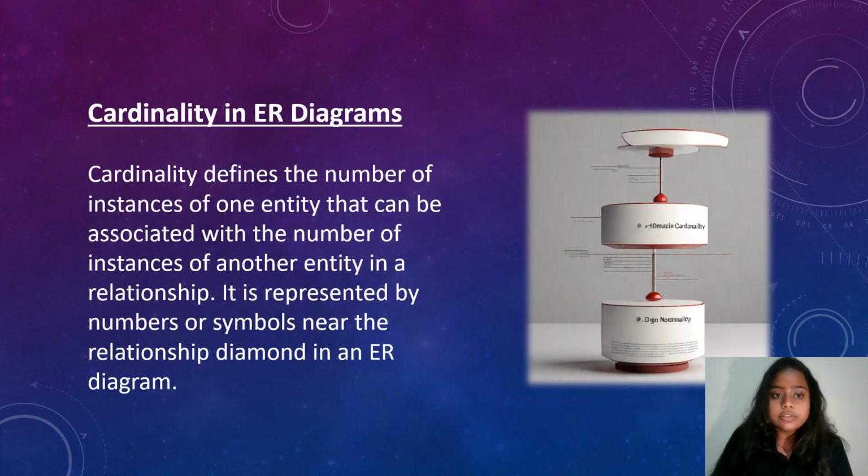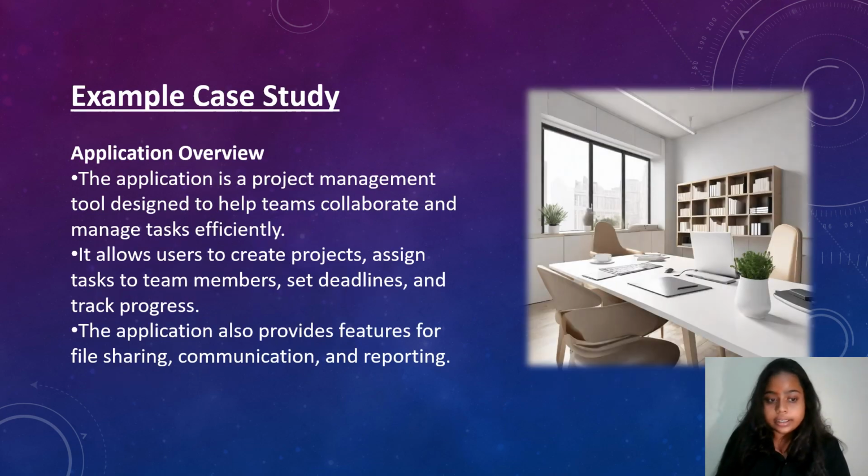So proceeding forward, we have cardinality in ER diagrams. Cardinality defines the number of instances of one entity that can be associated with the number of instances of another entity in a relationship. It is represented by numbers or symbols near the relationship diamond in an ER diagram. So it basically defines the number of instances in one entity that can be associated with the number of instances of another entity in a relationship.